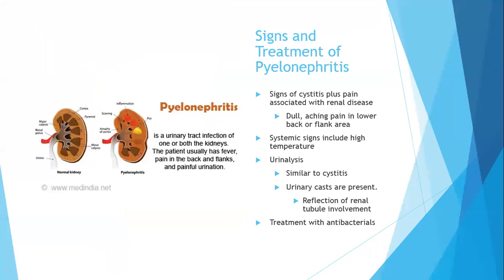Let's treat that. So signs and symptoms: signs of cystitis plus pain, dull aching pain in the lower back or flank area. That's a pretty vague symptom, right? That could be a lot of different things. Systemic signs can include high temperature. Urinalysis is going to present similar to cystitis. Urinary casts are present, which are little solid inclusions, and that's a reflection of renal tubule involvement. That's the difference between pyelonephritis and cystitis. It's treated with antibacterial agents. Usually they do a culture and sensitivity to see what's going to kill their particular bacteria.